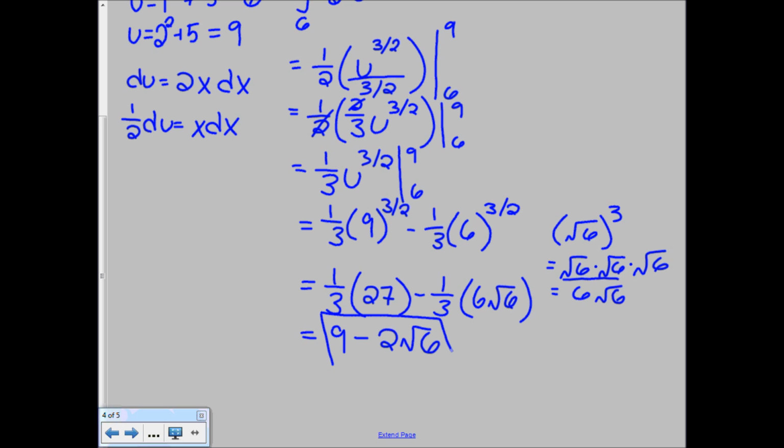Now you could have done this by going all the way back up to this step right here and said, okay, I'm just going to plug back in for my u now. So you could have gotten that this was 1/3 times x squared plus 5 raised to the 3/2, and done the evaluation from 1 to 2 then, instead of from 6 to 9 if you kept it in terms of u. But that's an extra step, and mathematicians are notoriously lazy people, so why do the extra step if you don't have to? Just change your limits of integration over to what they equal in terms of u, and then just keep your whole integral in terms of u, and keep solving forward. You'll get the same answer either way.